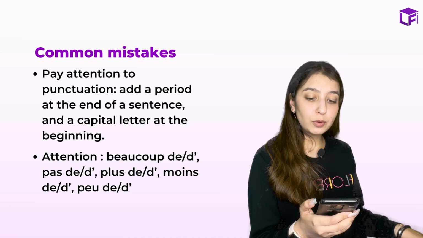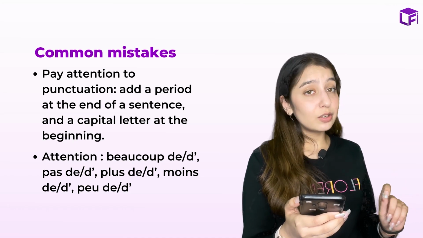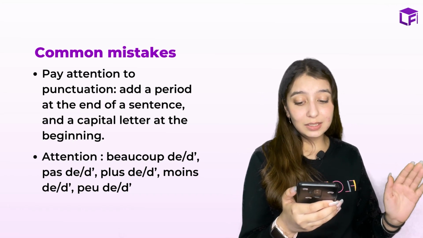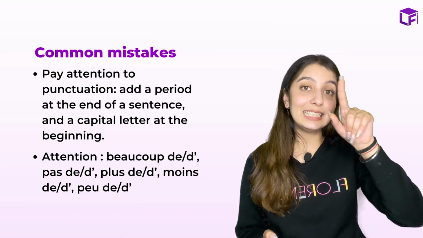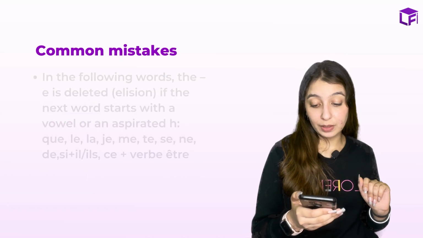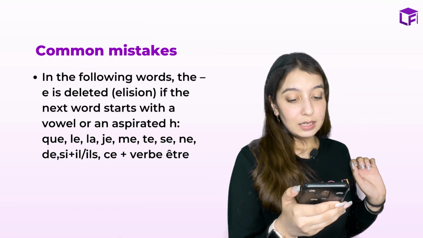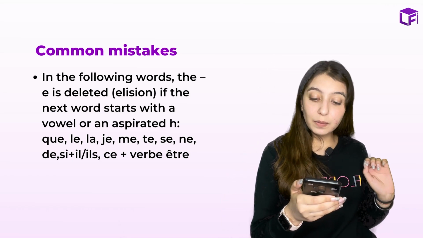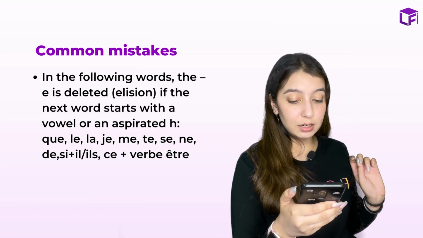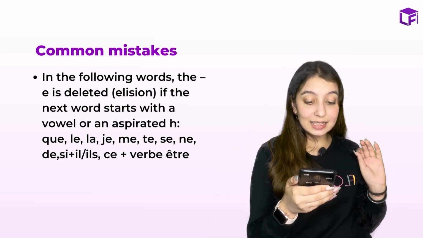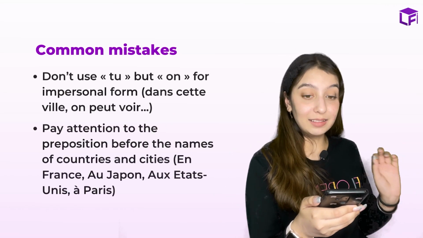Alright. A few more of them are like attention. Beaucoup de, pas de, plus de, moins de, peu de. These D and the apostrophe. In the following words, the E is deleted if the next word starts with a vowel or a mute h: que, la, le, je, me, te, se, ne, de, plus ils, elles, ce, que, verbe être.